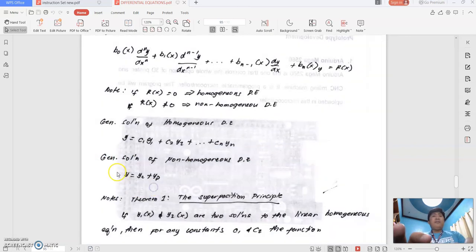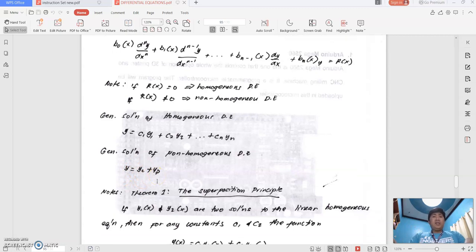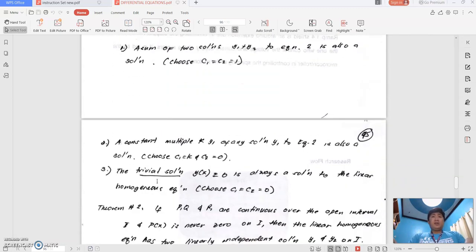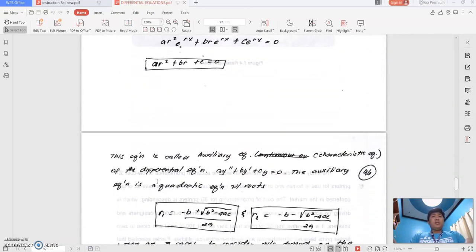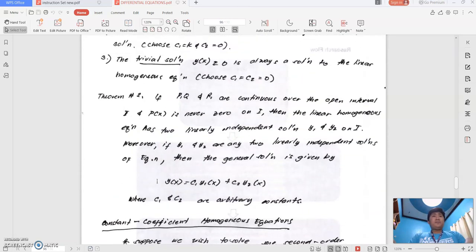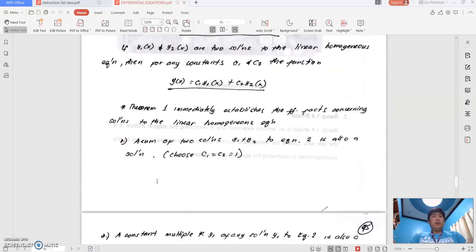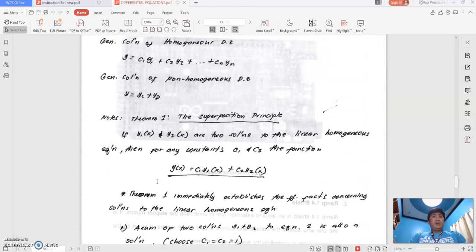While for a non-homogeneous differential equation, your y is equivalent to y sub c plus y sub p, where y sub c is the complementary solution, sorry, the complementary. While the y sub p is the particular. So we have theorems as we go on that we will be discussing.